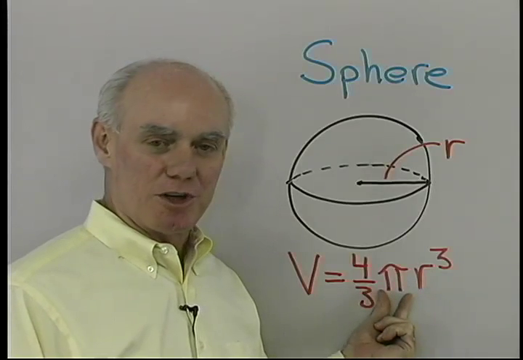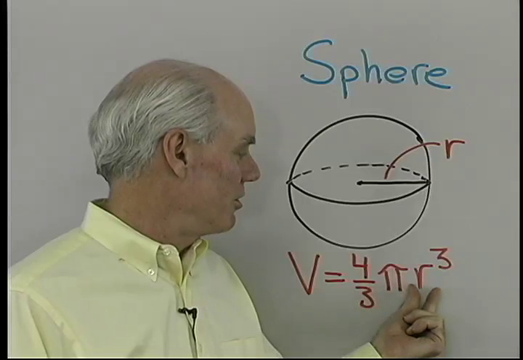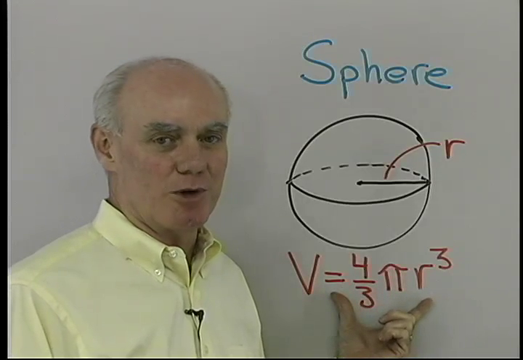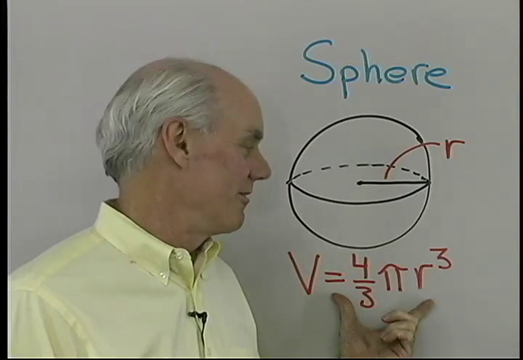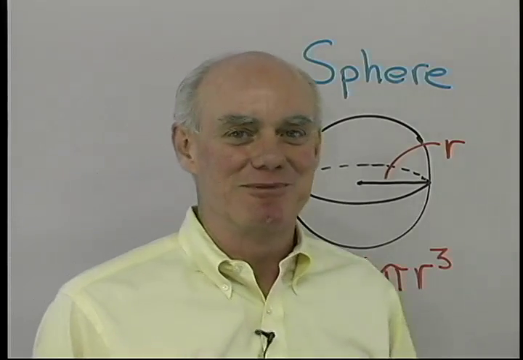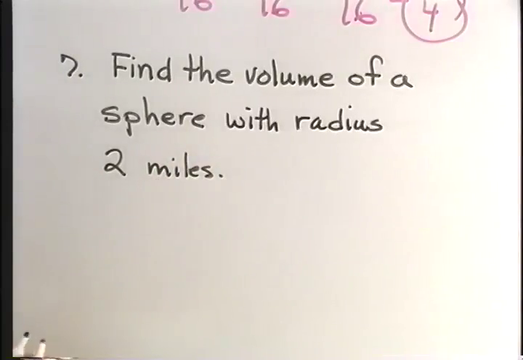So pi, again, we're going to use 3.14. When we cube the radius, our units for volume will end up in cubic units. For instance, cubic inches, cubic meters, whatever. Let's take a look at this example. Let's find the volume of a sphere with a radius of 2 miles.